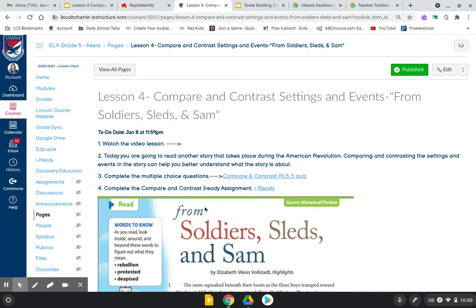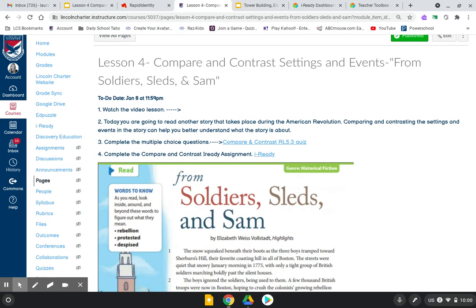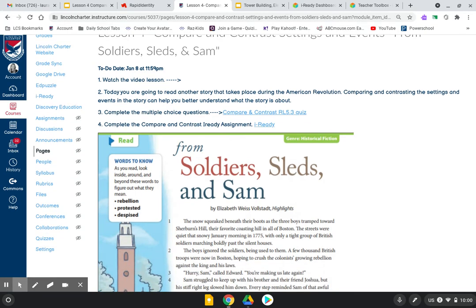Today, you are going to read another story that takes place during the American Revolution. Comparing and contrasting the settings and events in the story can help you better understand what the story is about. Once I finish reading the story, you are going to complete the Compare and Contrast RL 5.3 quiz. And if you need to reread, look back, or listen to the recording again to help you answer those questions, please do so, because looking back in the text is going to be the most effective way for you to make sure you are answering them correctly.